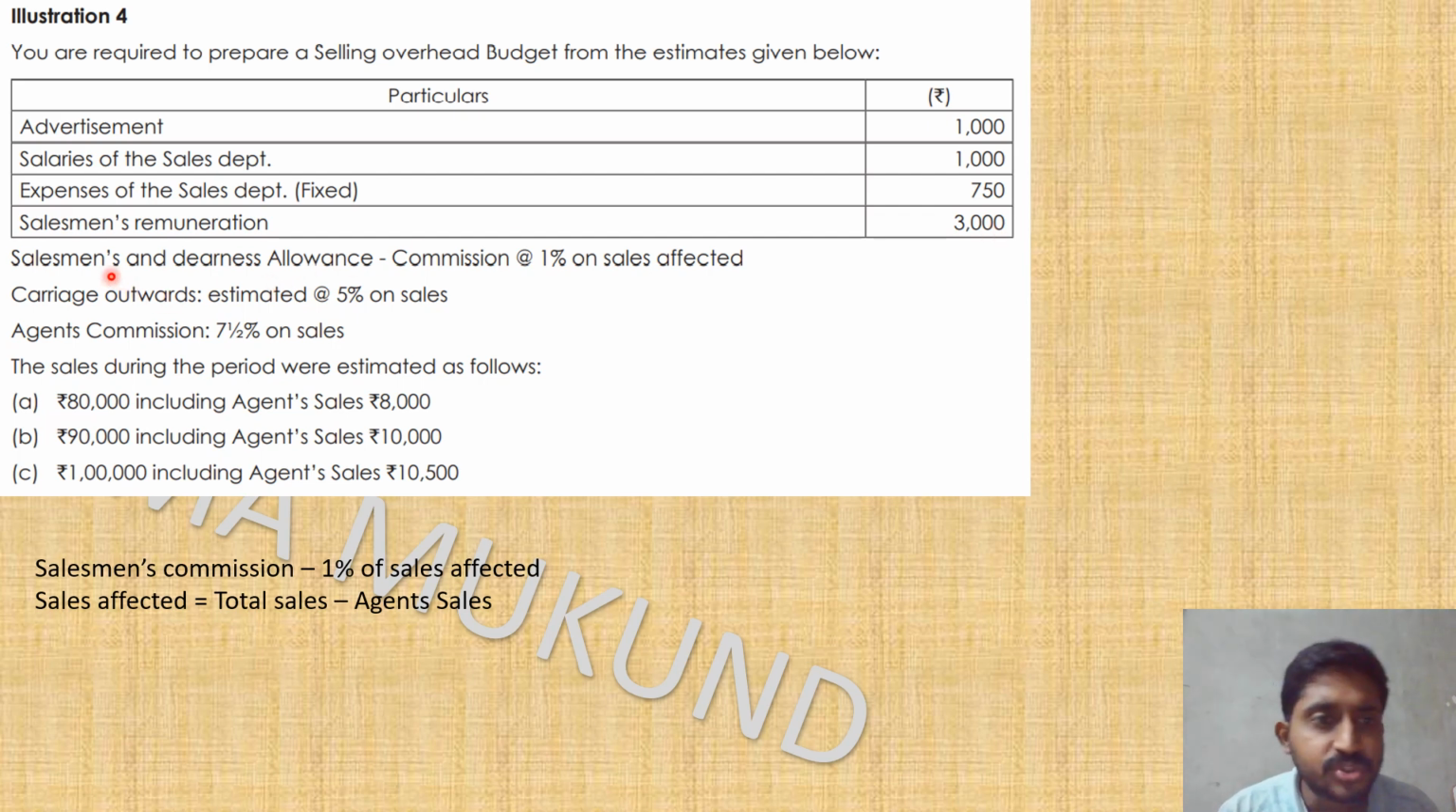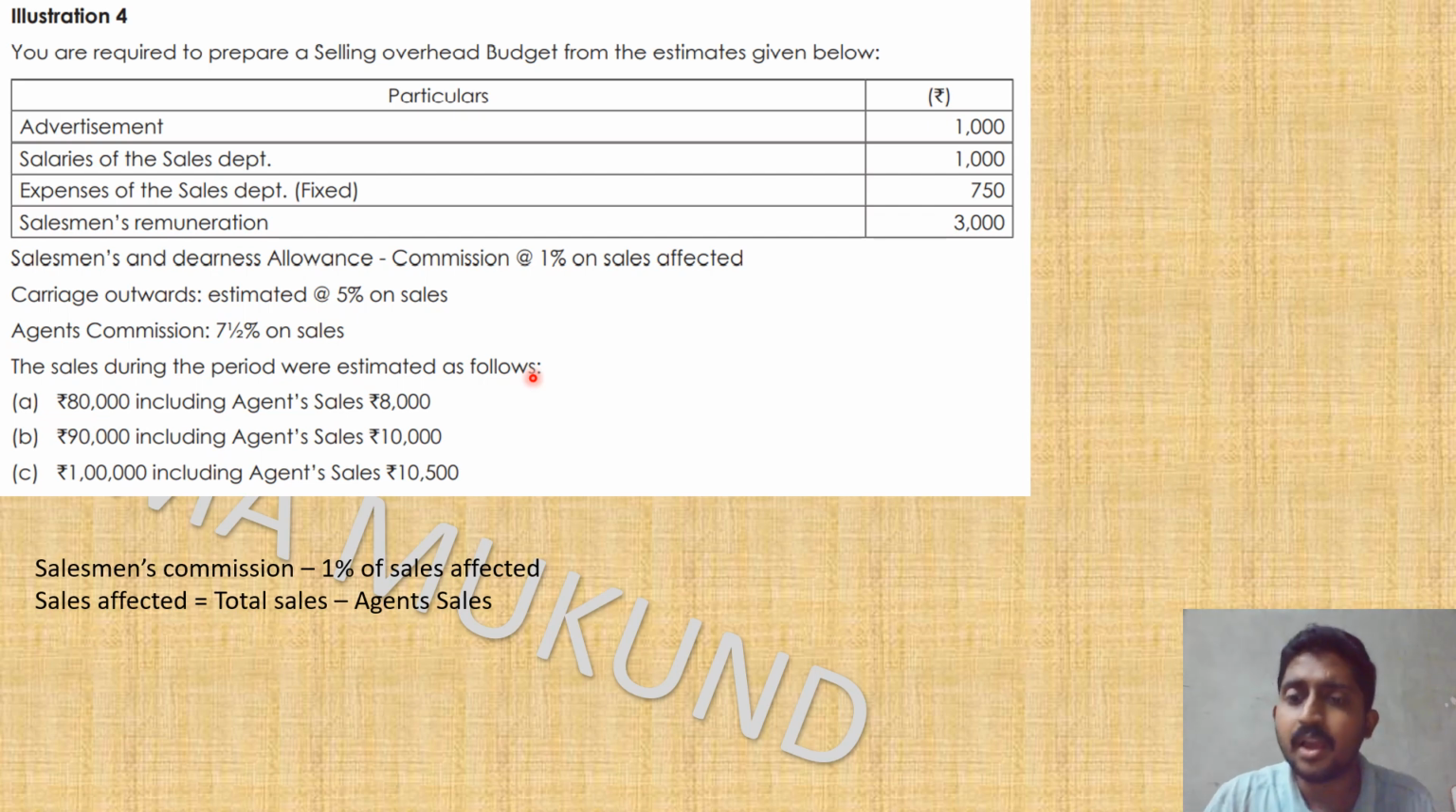So one thing where the confusion is, salesman's dearness allowance. Salesman's dearness allowance is commission at 1% on sales affected. So what is sales affected? Salesman is a person who is selling our product. But when the customer directly comes to us and buys from us itself, then the salesman's sales is affected. When I'm a seller, I'm having a salesman, I'm selling on my own also, and I am selling through my salesman also. Whenever I am selling, indirectly I'm affecting the sales of the salesman.